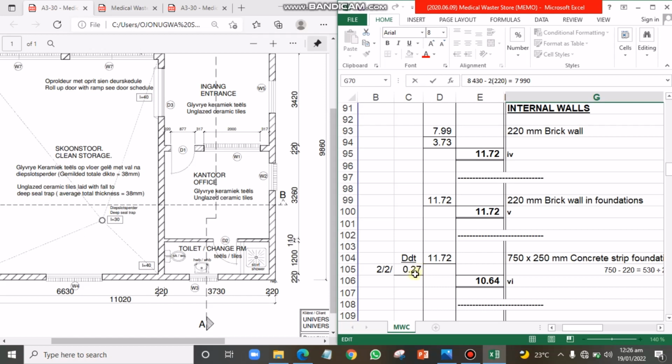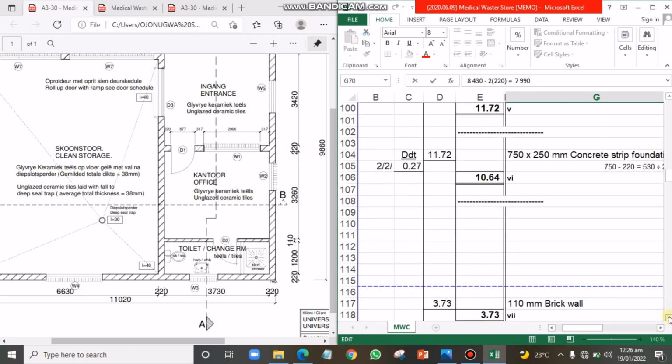So that is the spread we're going to be deducting from this overall internal length for 220 block. I know you are wondering, what about this wall here? We don't really need this wall right away. This wall is 110, it's different from 220. So our overall length we now have is 10.64 for the internal wall of 220 thick when we are measuring for concrete. Then we'll now move down.